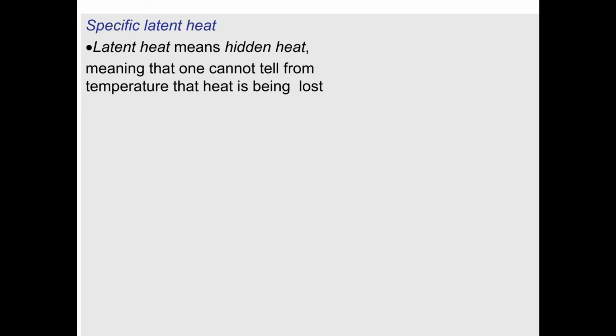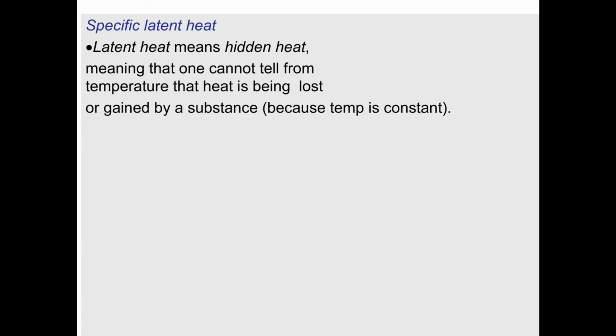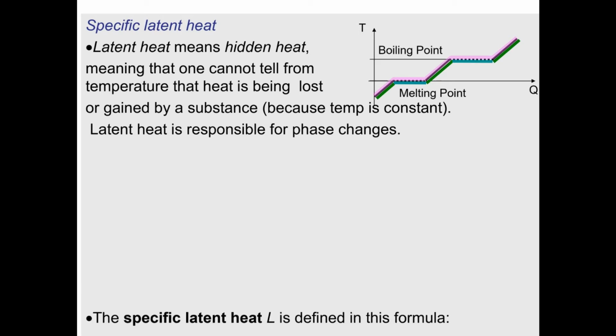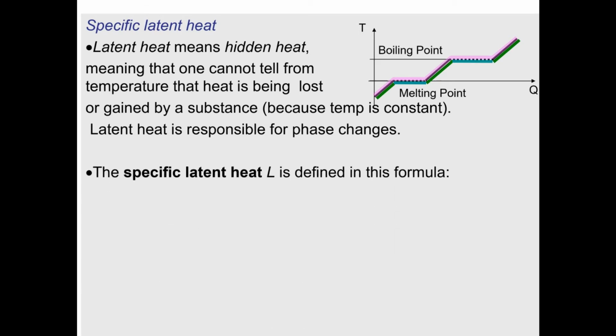Okay, let's talk about this concept called specific latent heat. The word latent means hidden. The reason the term is used is because when we get into phase changes, you cannot tell from temperature that heat is being lost or gained by a substance because, remember, the temperature is constant. It's the latent heat that is responsible for the phase changes. Latent is not a different type of heat energy. We're just saying that the energy input during those transition periods is hidden from us in the sense that temperature isn't changing. And that's why we call it latent.